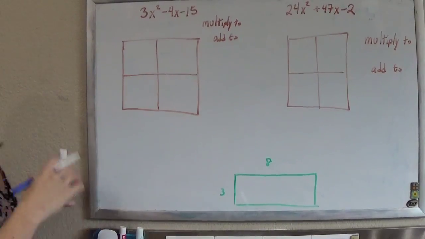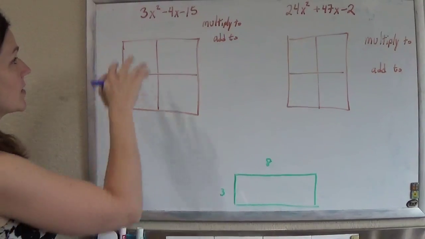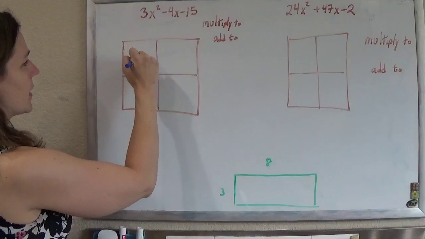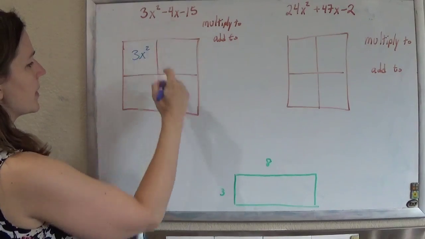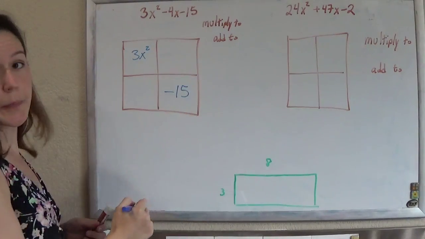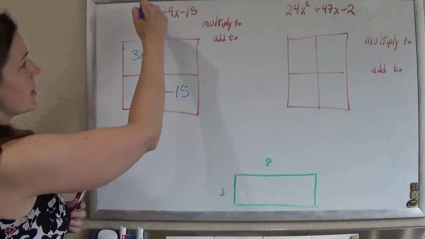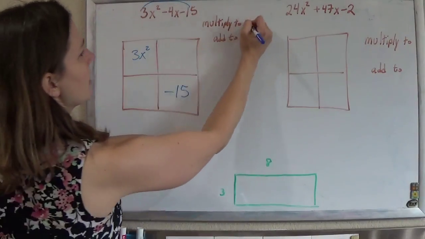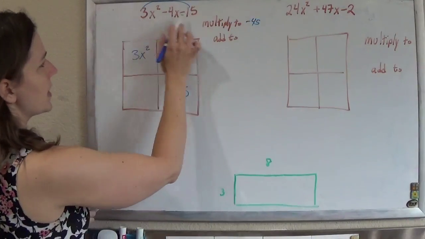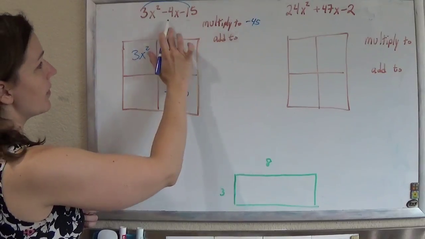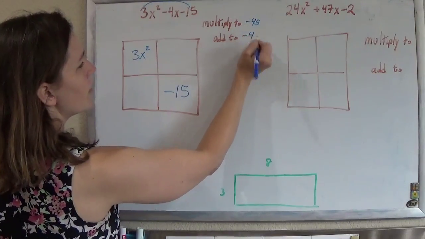Okie dokie. So we're going to do box method, and first thing we're going to put this 3x squared here, and we're going to put this negative 15 down there. And now we're going to look for things that multiply to make negative 45. 3 times negative 15 is negative 45, and add to negative 4.